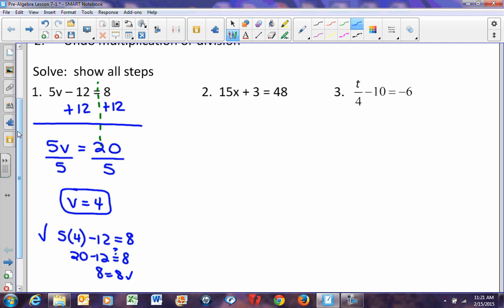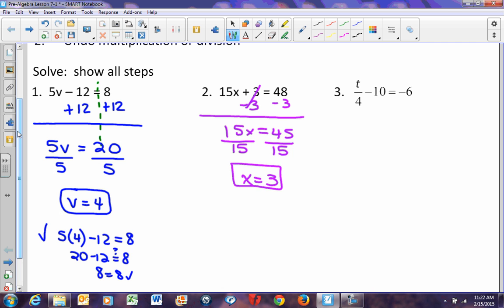Let's look at equation number 2. 15x plus 3 equals 48. So x was multiplied by 15 and 3 was added to it. So the first thing we must do is undo the addition of 3. So we will subtract 3 from the left side and subtract 3 from the right side. Whatever you do to one side of the equation, you do the exact same thing to the other side. Positive 3, negative 3 cancel out. 48 minus 3 is 45. So we now have 15x equals 45. To solve for this, we will divide by 15. And x will equal 3 because 45 divided by 15 is 3. And that's our solution to our equation.